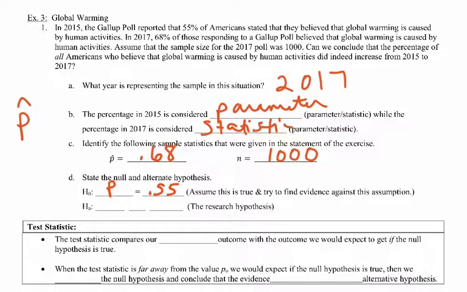The alternative hypothesis: the question said, can we conclude that the percentage of all Americans who believe global warming is caused by human activities has increased? So an increase would mean gone up, greater than 55%. So my alternative would be that P is greater than 55%. And I want you to notice that when you write these hypotheses, the null and the alternative, these are exactly the same numbers. So whatever you use for the null, the percentage there, you're going to use the same thing for the alternative.